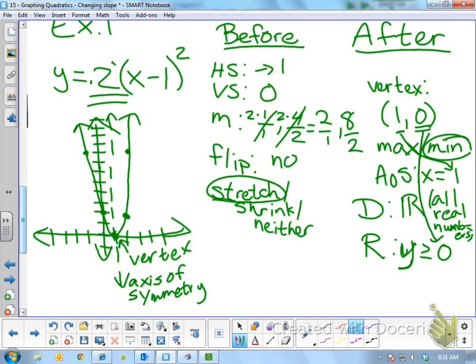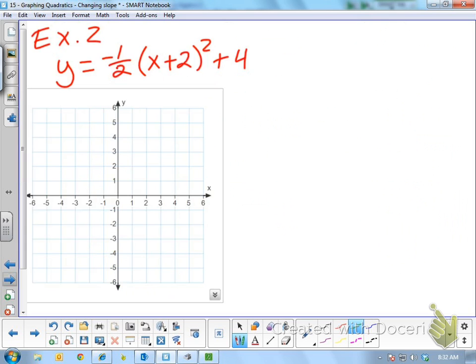So we're going to do just one more example. This one is kind of half notes, half example. This next example, we're just going to show all the work you would show on the assignment. Does everyone have this down before I go to the next page? So our last example. y equals negative 1/2 (x plus 2) squared plus 4.